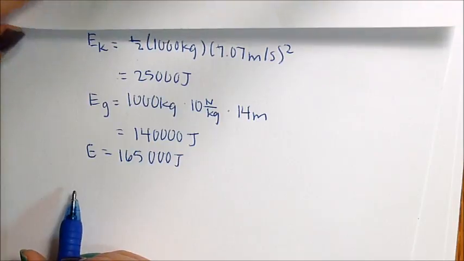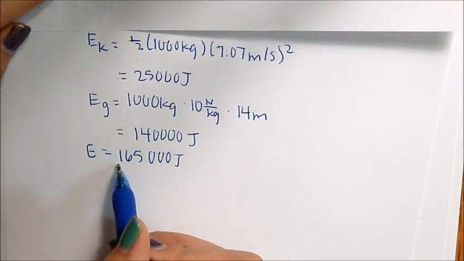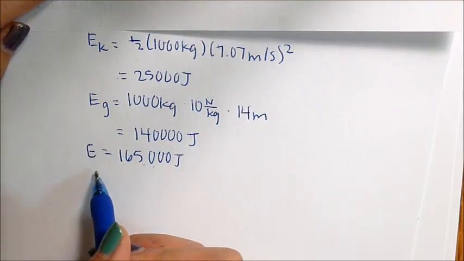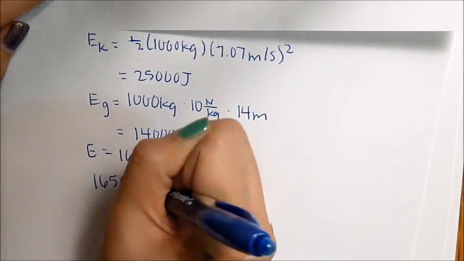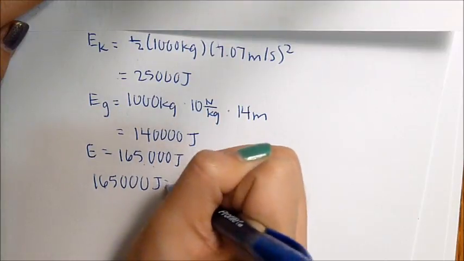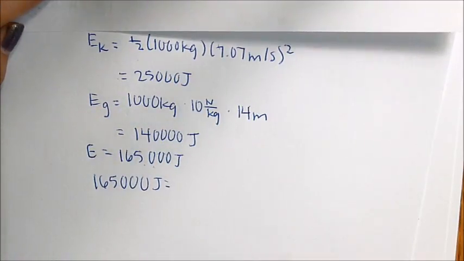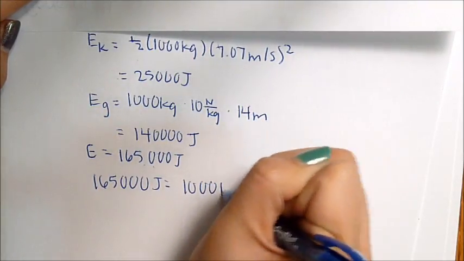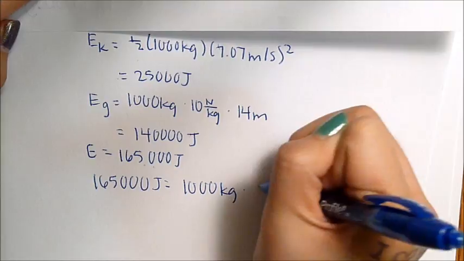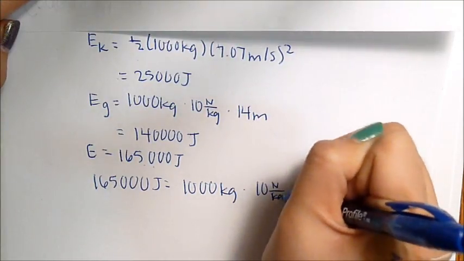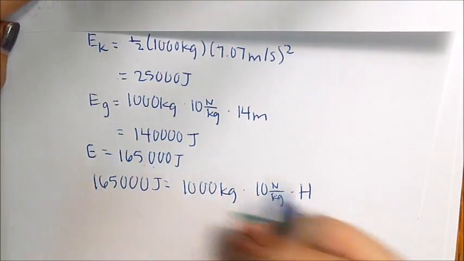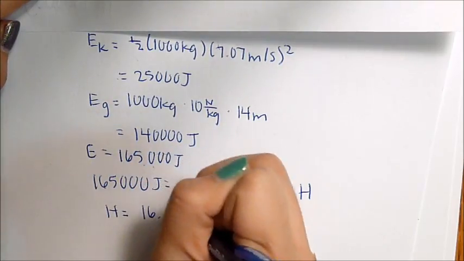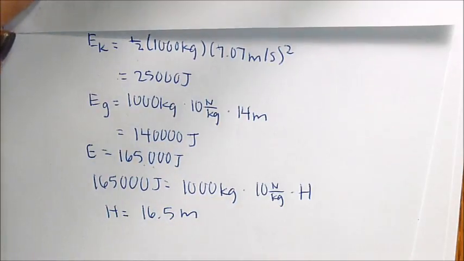Then you can use that because energy is conserved, so this energy must be the same as the total energy at the initial position. Plug that back into the gravitational energy formula. So mass times gravity times the height. The height comes out to be 16.5 meters.